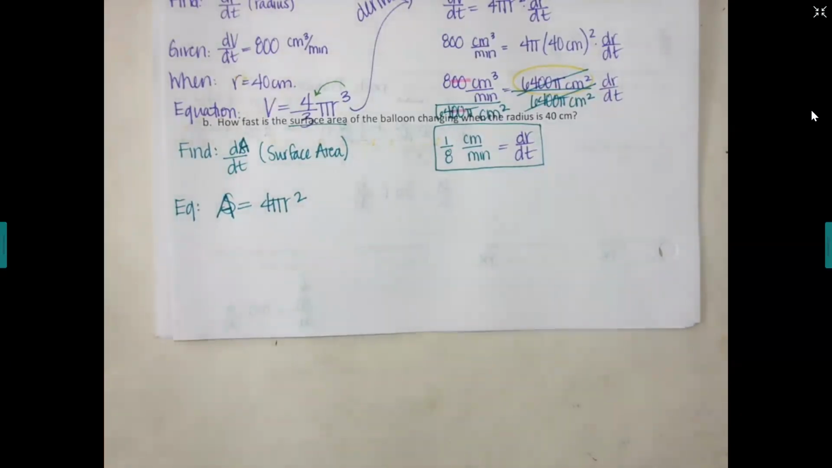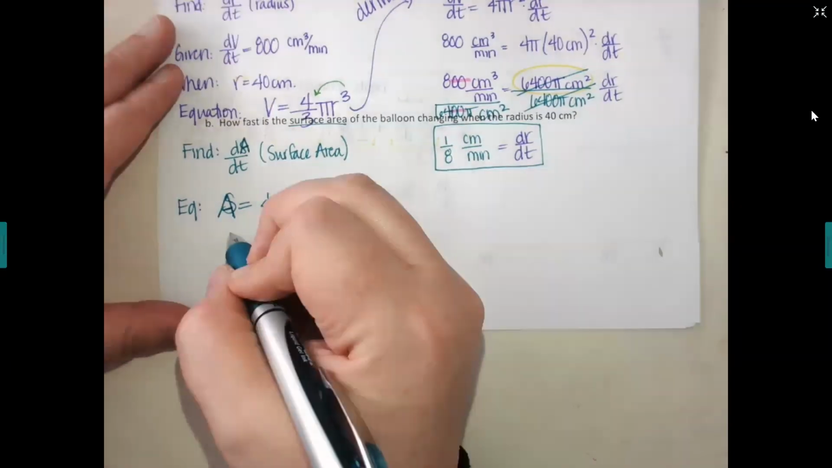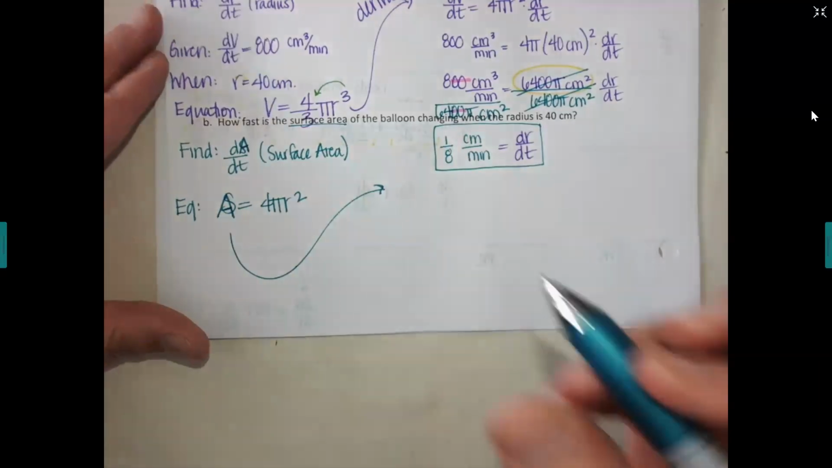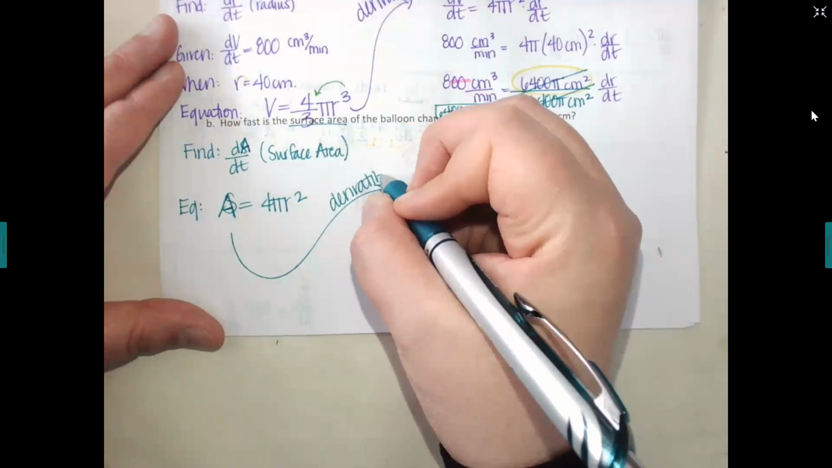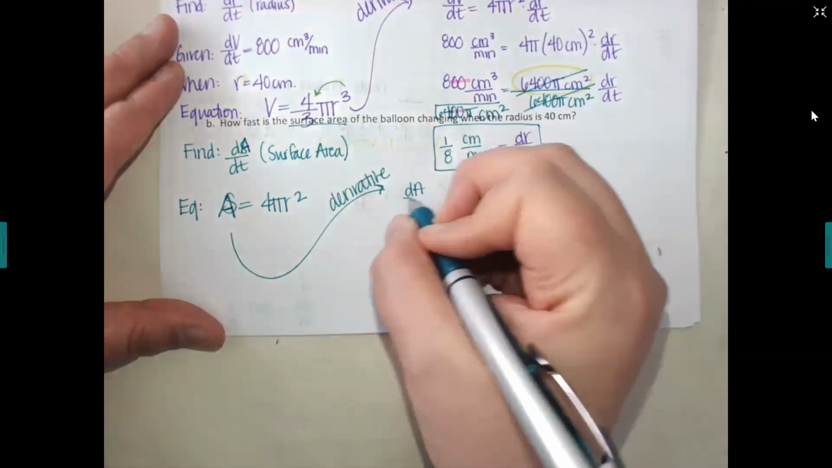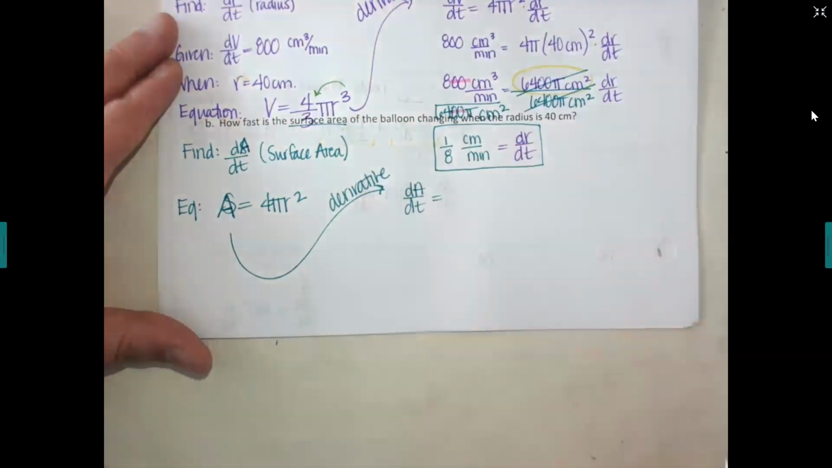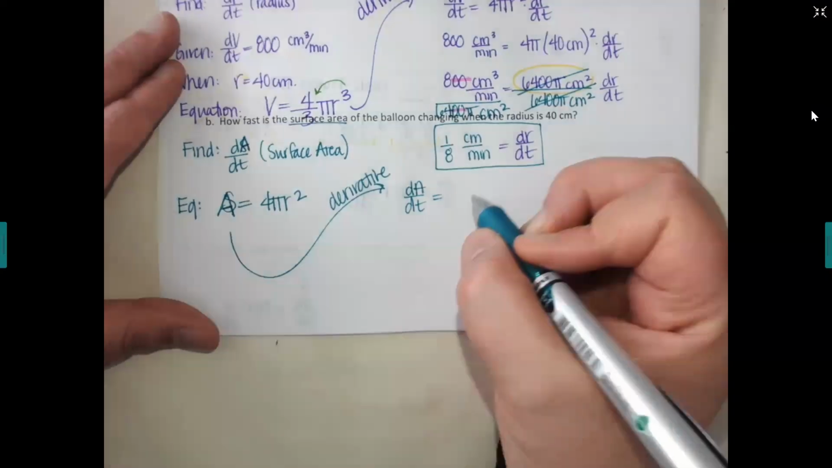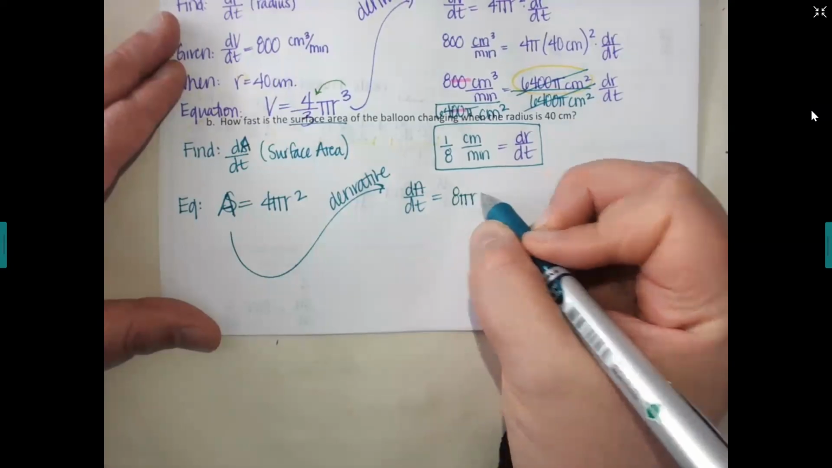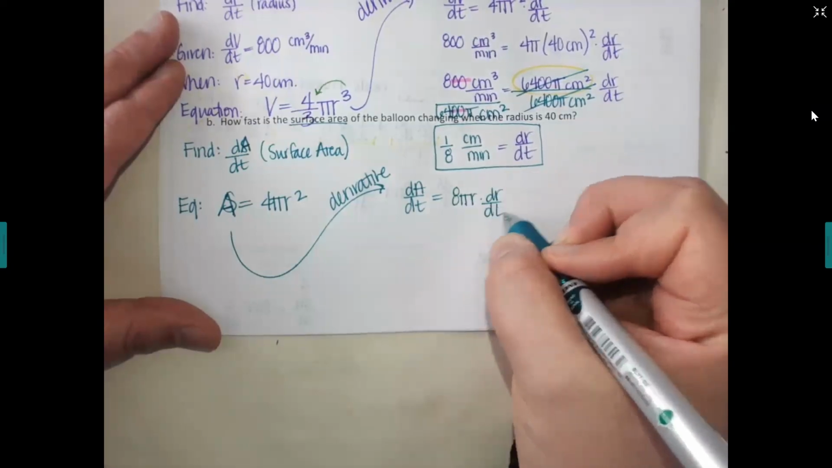Okay, from here, remember, your strategy is take the derivative, plug stuff in. What is the derivative of A gonna be? dA dt. Okay, take the derivative of that other side. So if it's 4 pi r squared, what would the derivative be? 8 pi r dr dt, very good.